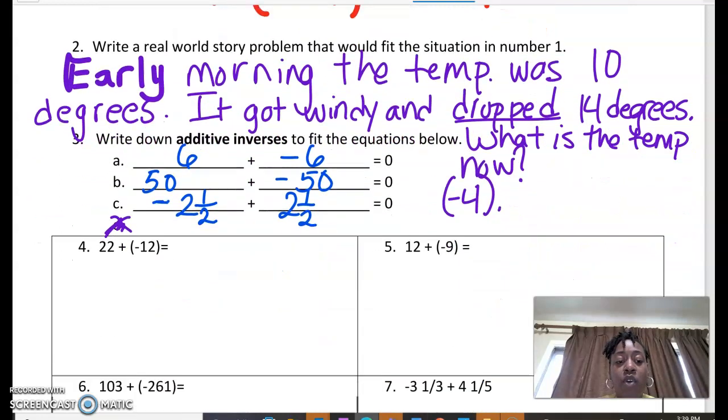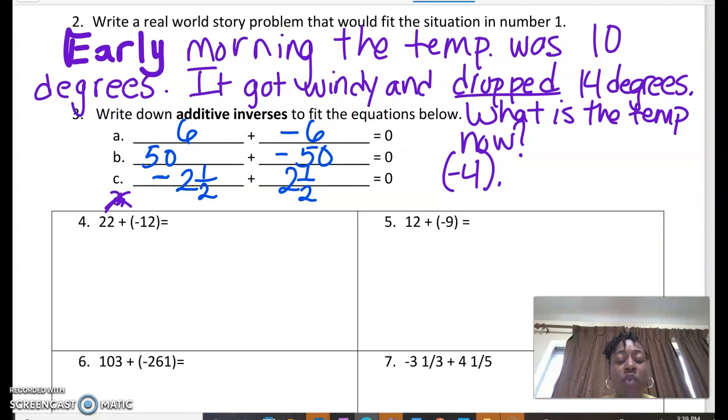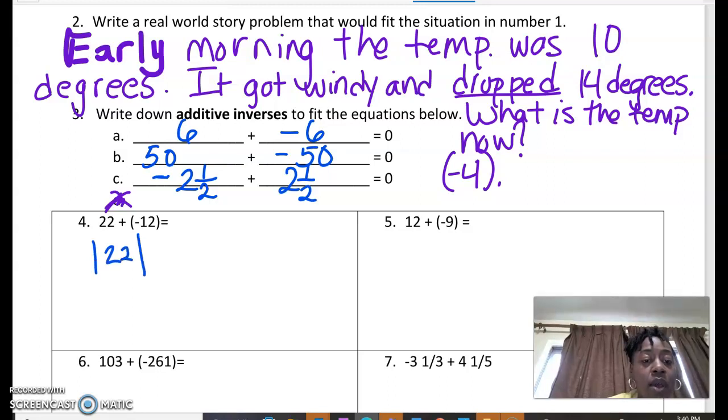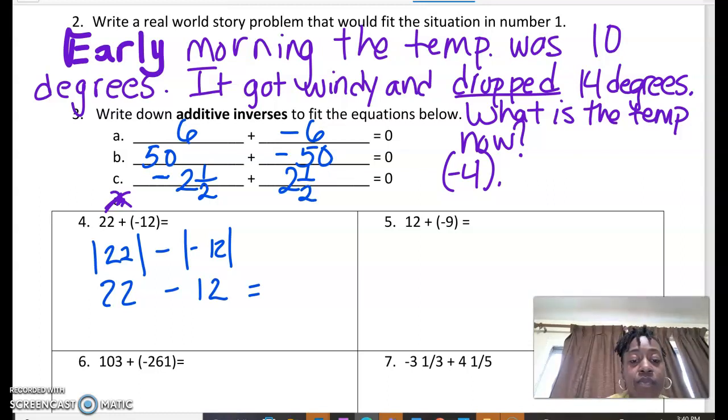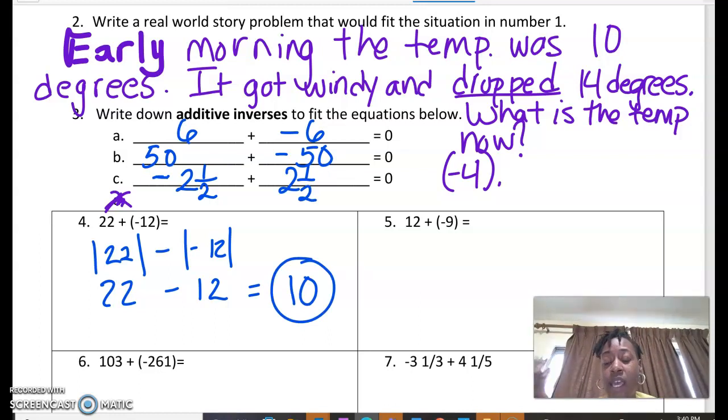All right, here's number 4. 22 plus negative 12. Well, different signs. Remember, if I'm adding integers that have different signs, I'm going to subtract those absolute values. So I'm going to do the absolute value of 22 minus the absolute value of negative 12, which is 22 minus 12, and that's going to give me 10. And think about that. You had 22 positives and only 12 negatives. So there's not enough negatives to cancel out those positives. So you still have positives.